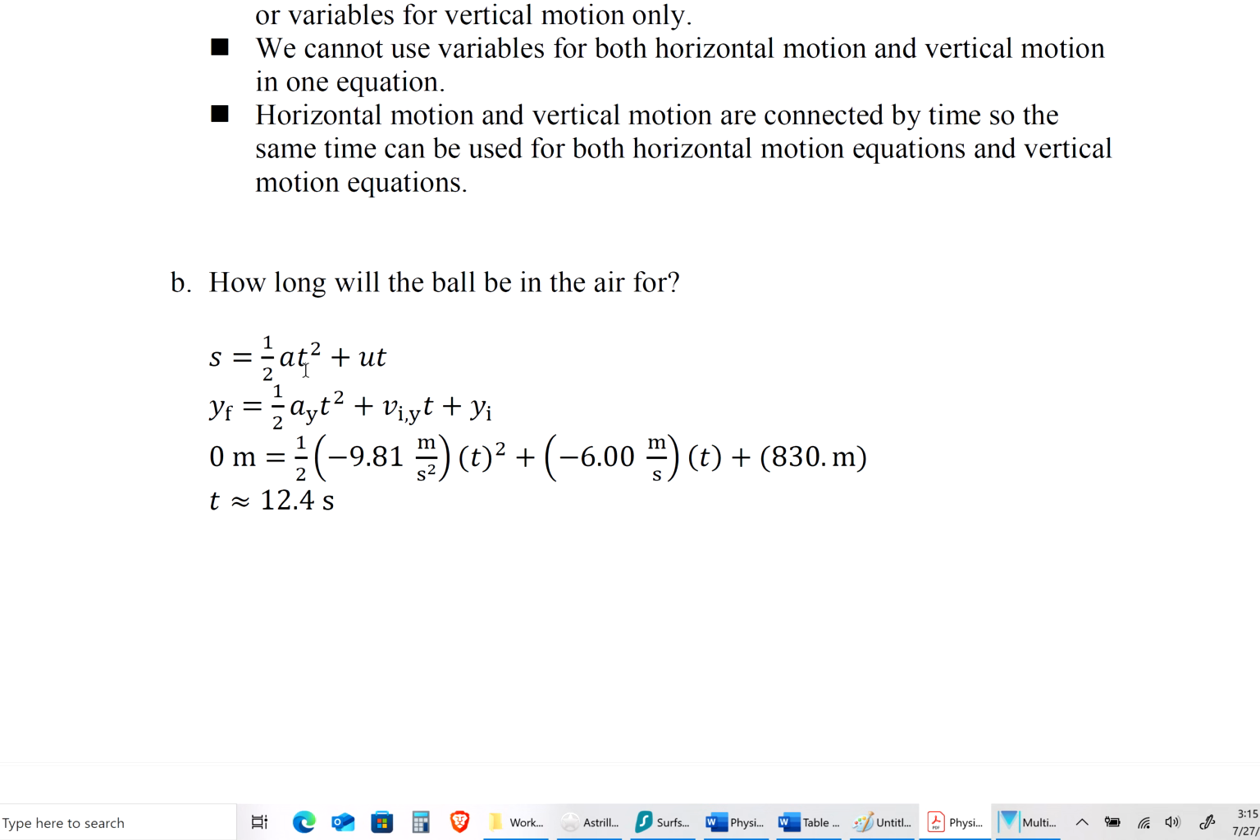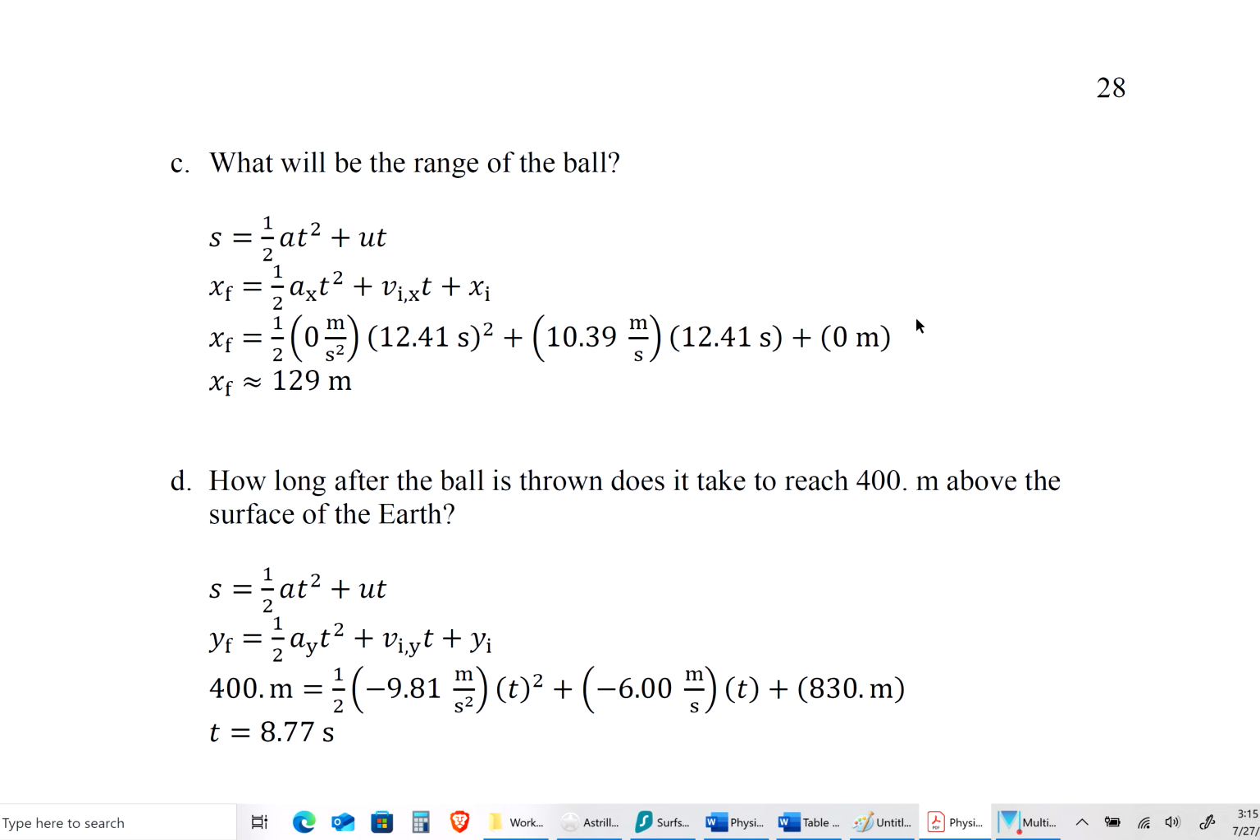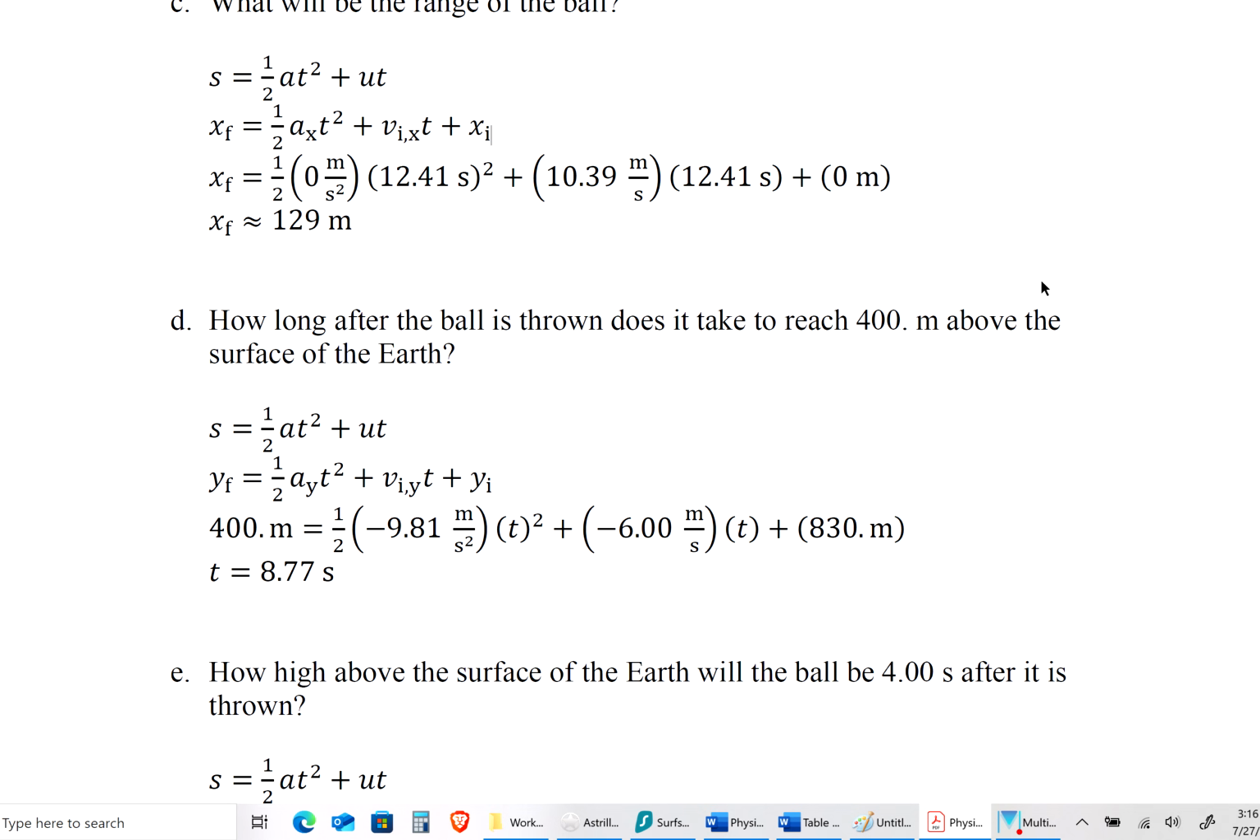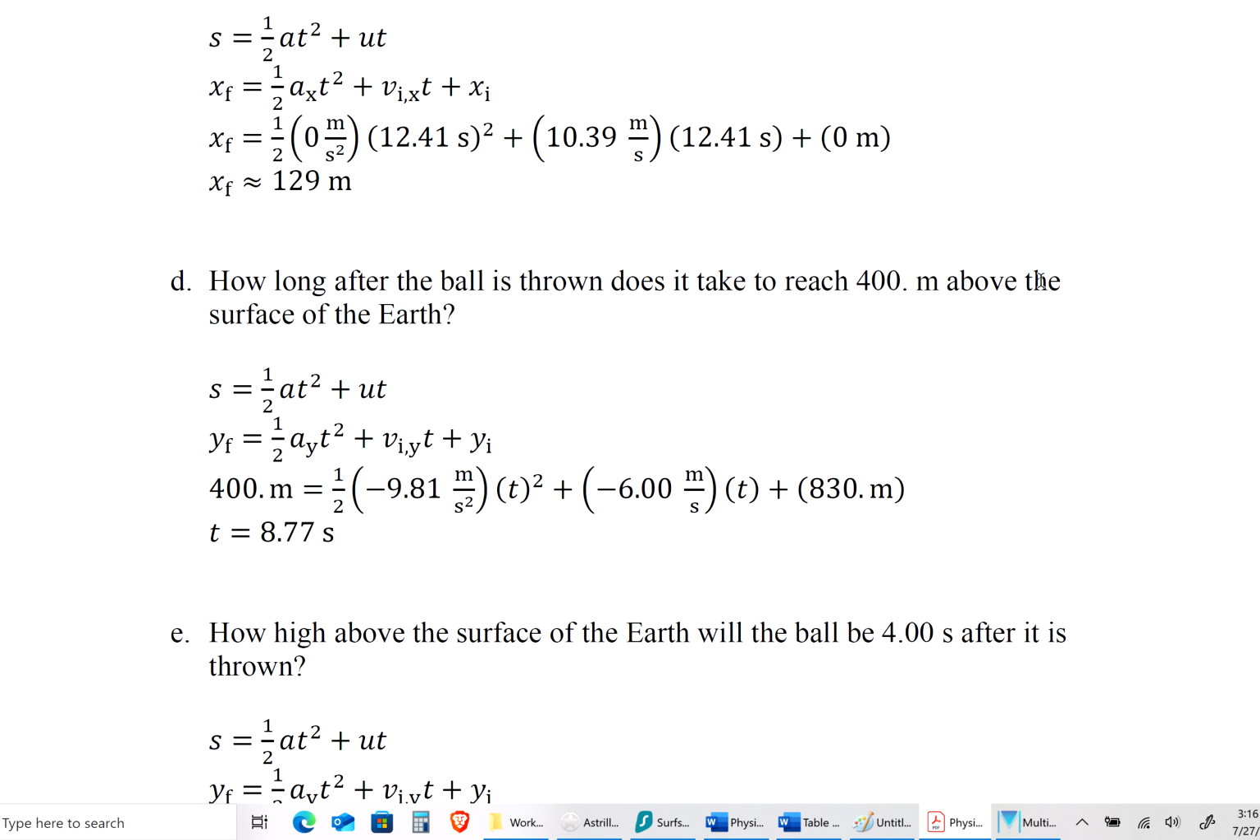Part B, how long will the ball be in the air for? How long means vertical, so we need vertical variables in a vertical equation. Part C, what will be the range of the ball? Range means horizontal distance, meaning horizontal variables in a horizontal equation. Part D, how long after the ball is thrown does it take to reach 400 meters above the surface of the earth? So 400 meters above the surface of the earth is a vertical equation and vertical variables.